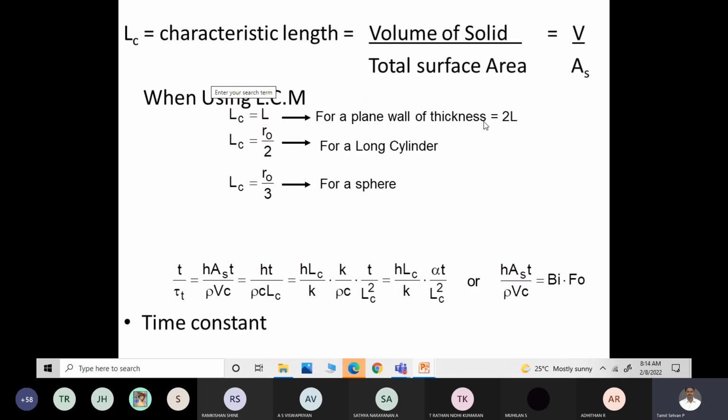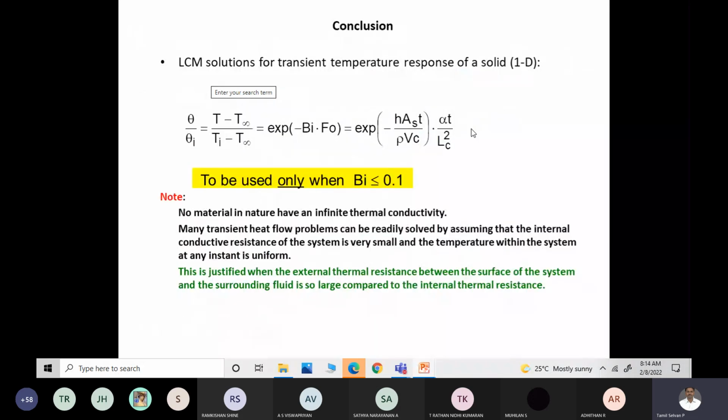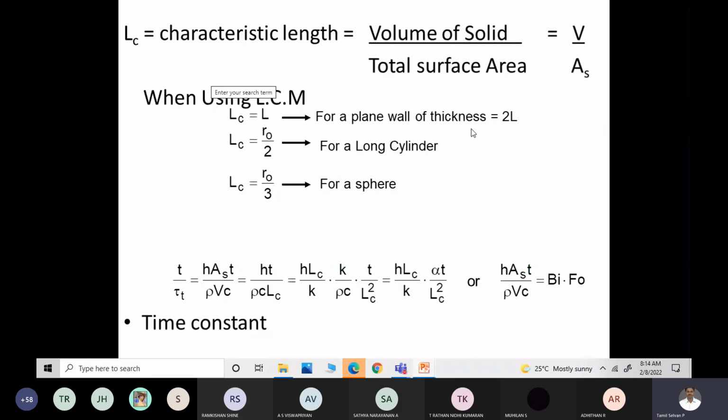This is the characteristic length, volume by surface area. When using the lumped parameter system, we use Lc equal to L, the plane wall thickness divided by 2; for a cylinder it is radius divided by 2, where r naught is the radius; and for a sphere it is r naught divided by 3. We also discussed the time constant, which is tau t.